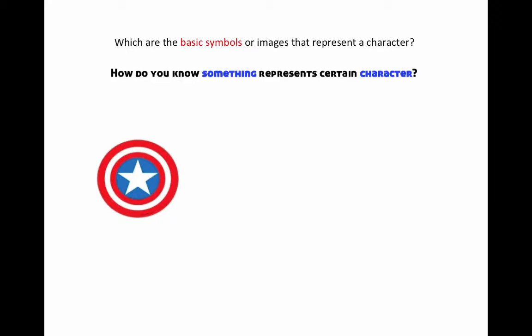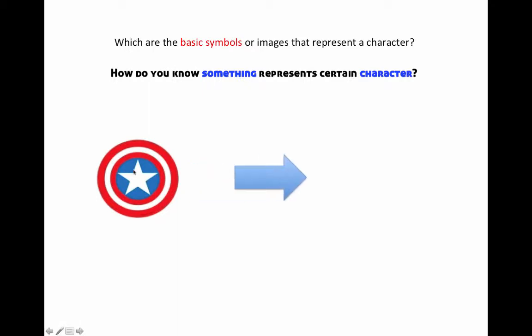This leads us to think, which are the basic symbols or images that represent a character? How do you know something represents certain character? Think about any type of character: superheroes, villains, princesses. If I make you think about one symbol that represents Cinderella, which would it be? If I make you think about one symbol that represents Captain America, well, this one probably would be the shield that he uses. Okay, the vibranium shield that he uses, that is a shield with red and white stripes and a star in a blue circle, which basically represents also the American flag.